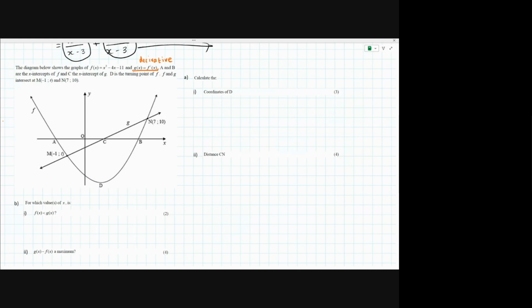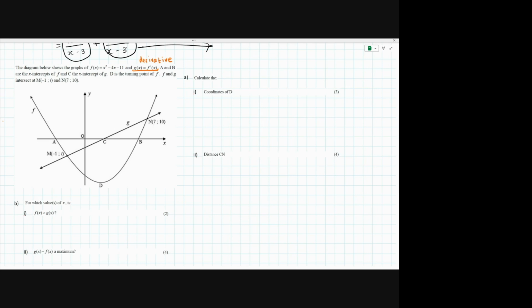Right, it then goes on to say A and B are the x-intercepts of f, and C is the x-intercept of g. D is the turning point of f. F and G intersect at m negative 1 and n 7 10. Okay, there was a whole bunch of words there that didn't really come out the way they should have, but we're fine.